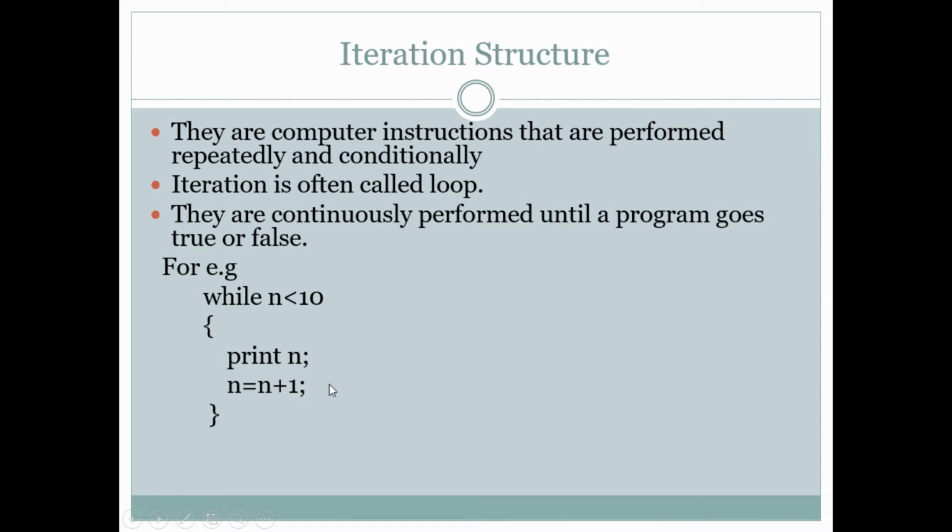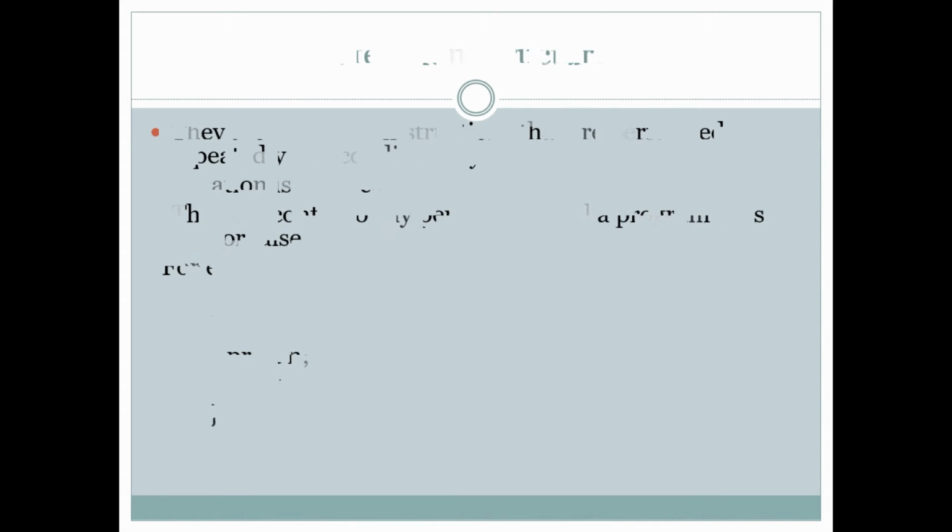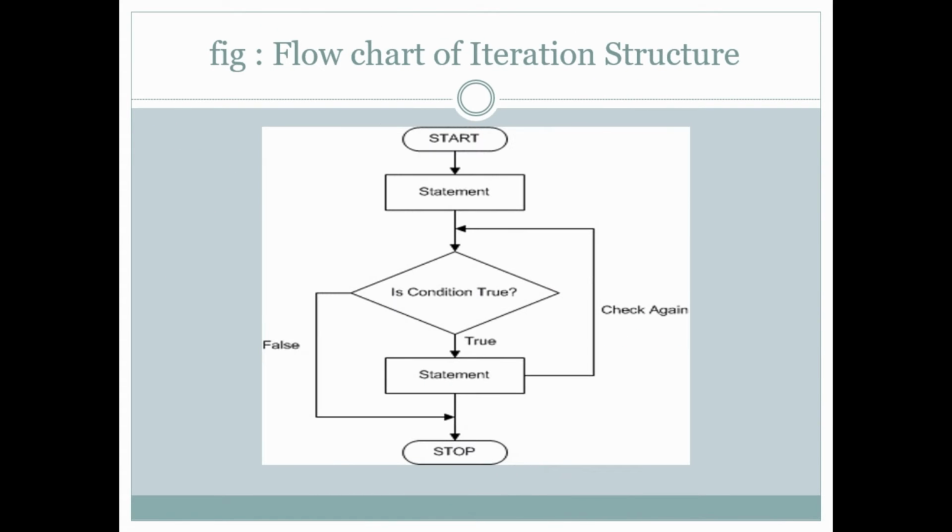Here, while the variable n is less than 10, it will continually print the value of n, and n is increased by 1. The loop continues until the variable n becomes greater than or equal to 10. Now, here is the flowchart of the iteration structure.